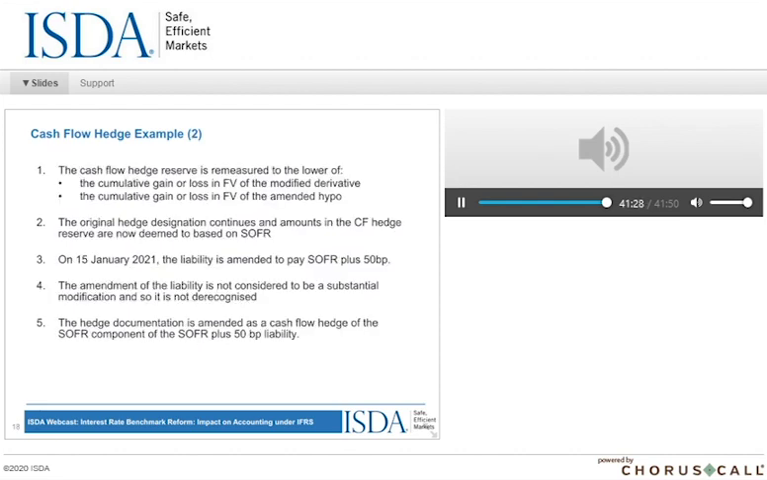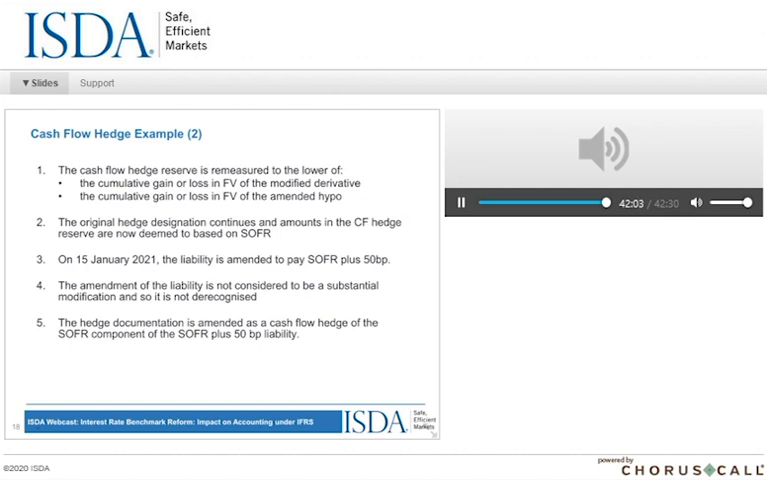The cash flow hedge reserve also has to be remeasured. And it will be remeasured to the lower of the cumulative gain or loss in the fair value of the modified derivative and the cumulative gain or loss in the fair value of the amended hypothetical derivative. Again, each of these will be very small numbers and the net will be a very small number. And also, because of the higher of or lower of calculation here, you end up only hitting profit and loss if the fair value of the derivative changes more than the fair value of the amended hypo.